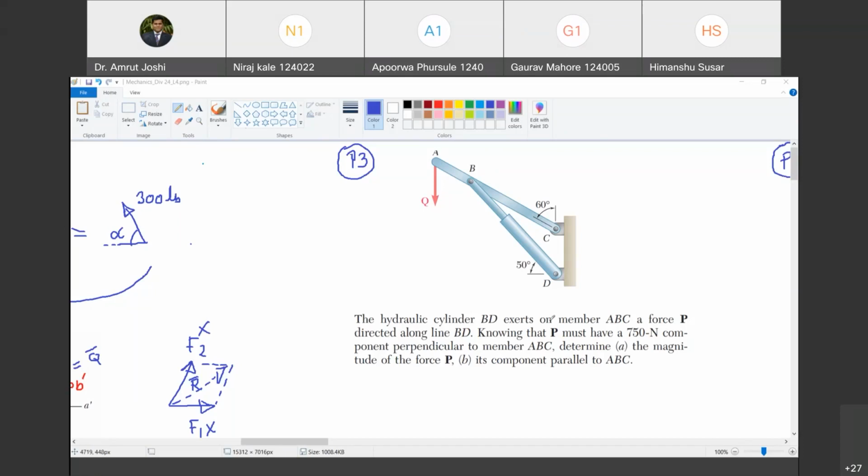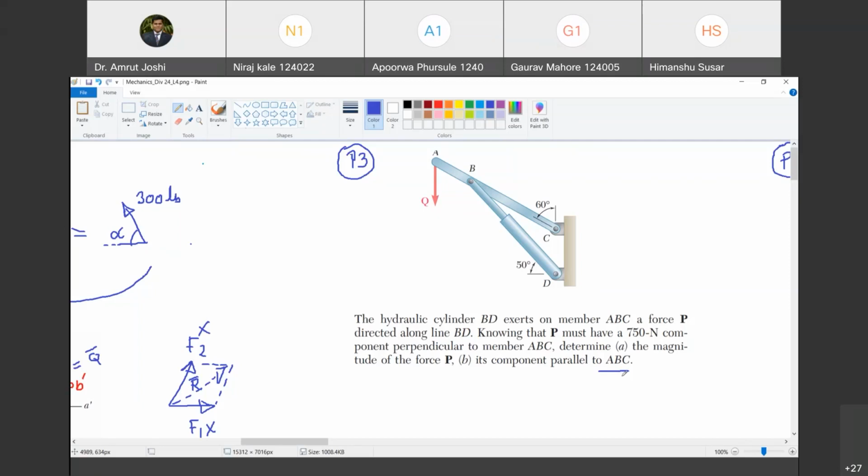Now look here, they have asked for a 750 Newton component perpendicular to ABC, and also the component parallel to ABC. Do you agree with me? So indirectly, not explicitly but implicitly, it has been implied that you should resolve all the forces along two mutually orthogonal directions: one along ABC and another perpendicular to ABC. So indirectly it has been told that you have to use rectangular components. That is the first thing to observe.